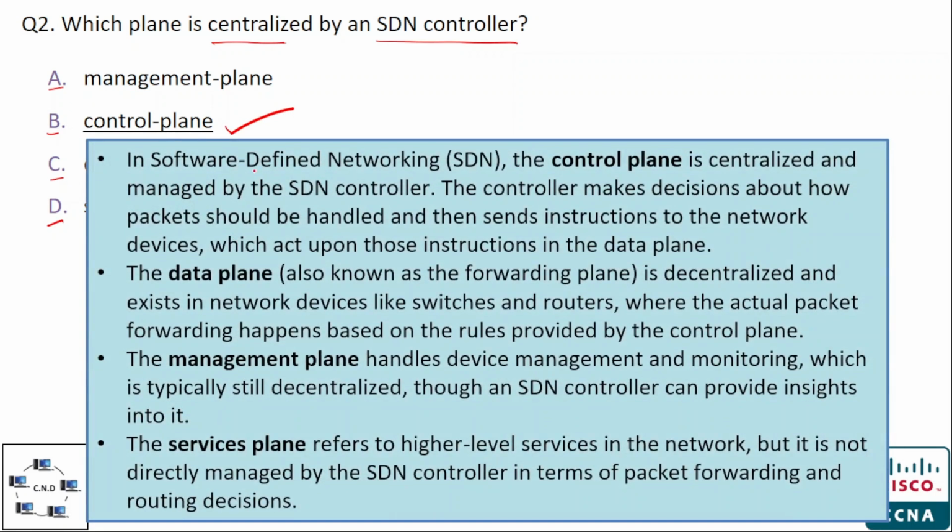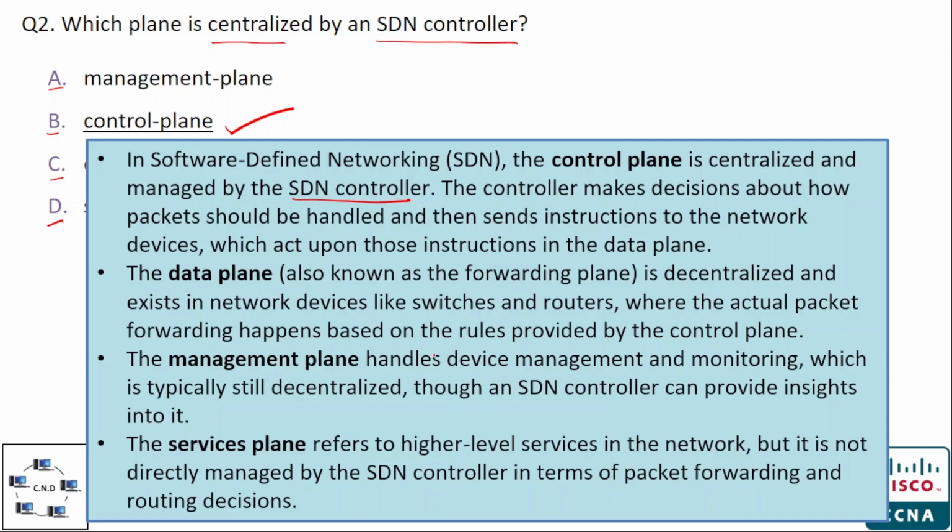So this is the explanation. In software defined networking, SDN, the control plane is centralized and managed by the SDN controller. The controller makes decisions about how packets should be handled and then sends instructions to the network devices, which act upon those instructions in the data plane. The data plane, also known as the forwarding plane, is decentralized and exists in network devices like switches and routers, where the actual packet forwarding happens based on the rules provided by the control plane.